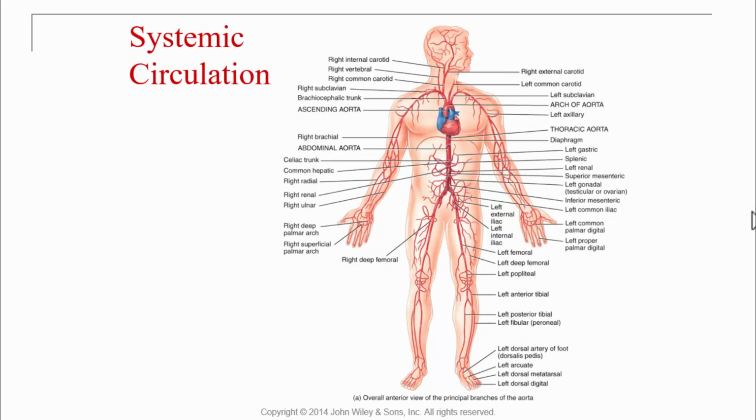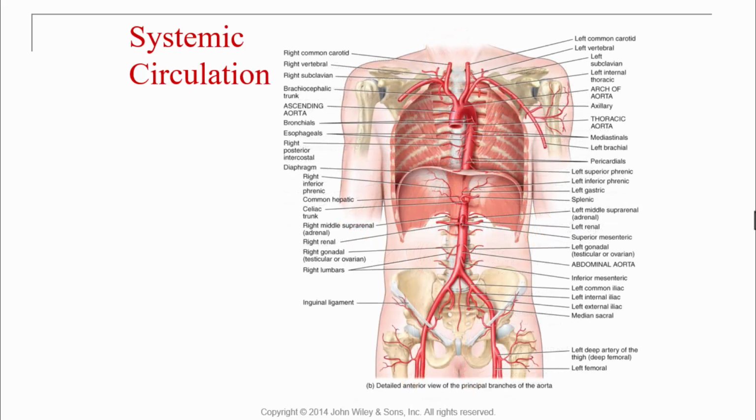And so we're going to look at some of the major arteries of the body. And let's get a little closer look. Starting here, we have the ascending aorta, the aortic arch, the descending aorta, also called the thoracic aorta. Then once it pokes through the diaphragm, it becomes the abdominal aorta.